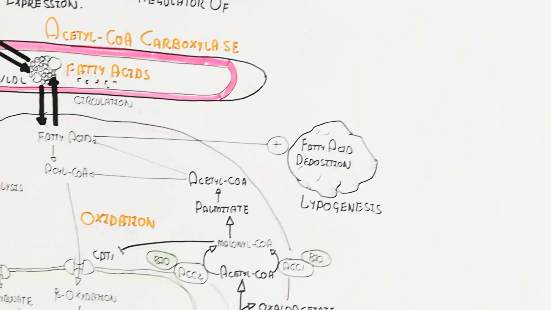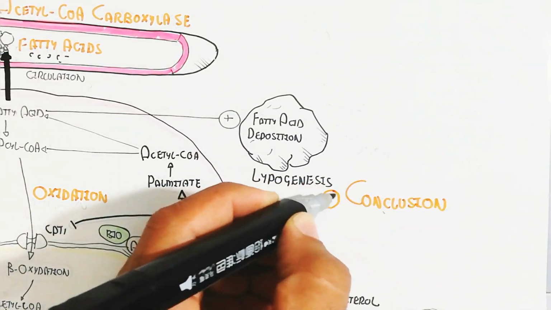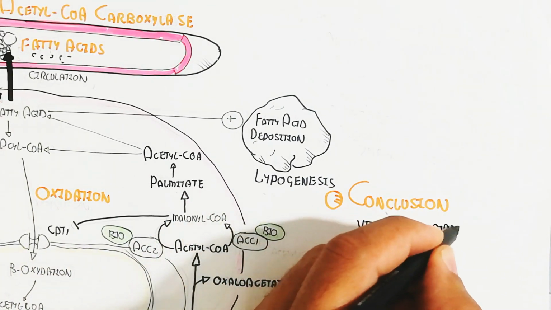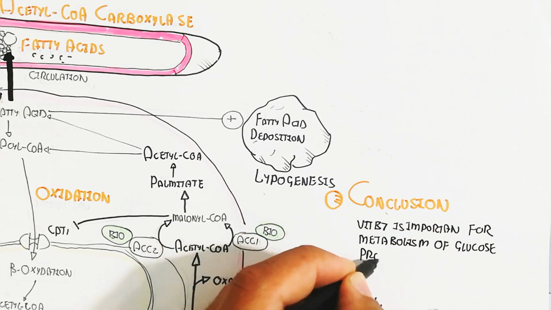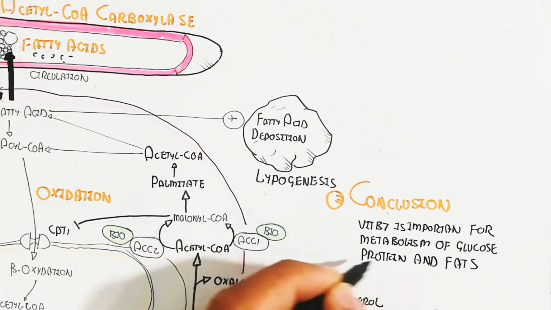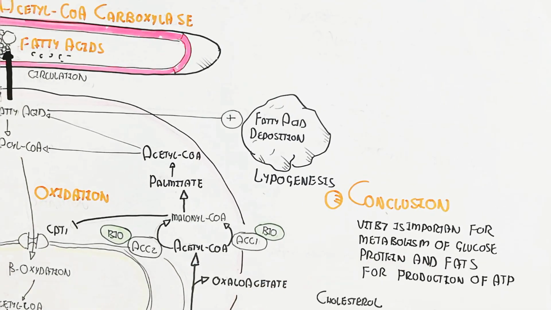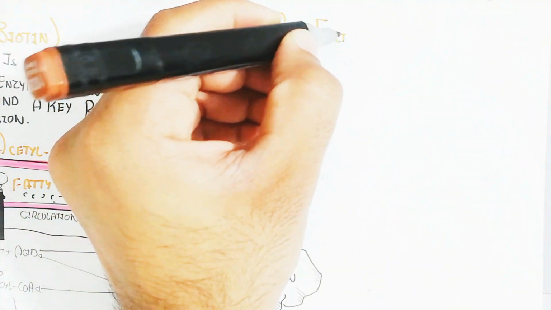And odd chain fatty acids also convert into acetyl CoA, releasing propionyl CoA. The conclusion is that vitamin B7 is important for the metabolism of glucose, protein and fats, for the production of ATP. That is why normal metabolism requires this vitamin B7, and it helps to produce ATP via a cofactor binding with a specific enzyme.